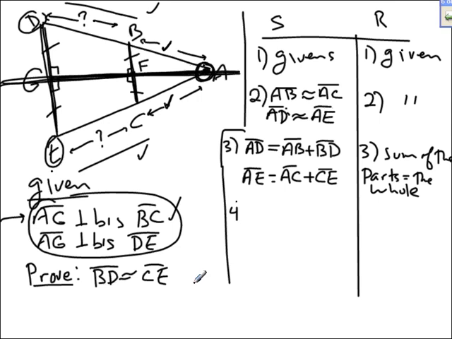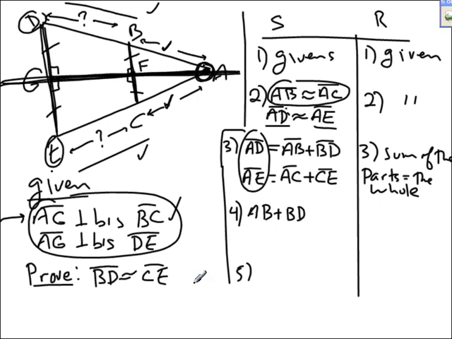Alright, now number 4. I'm going to do subtraction. Remember, AB and AC are the same. That's going to be step number 5. Statement number 4. Remember, AD and AE are the same. That is, these things are the same. Therefore, the right sides are equal. AB plus BD is congruent to AC plus CE.